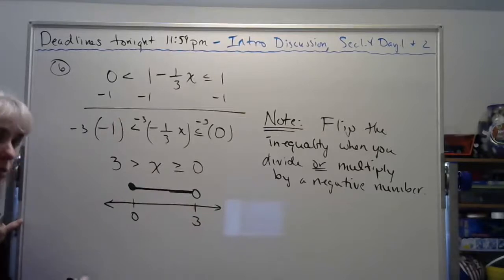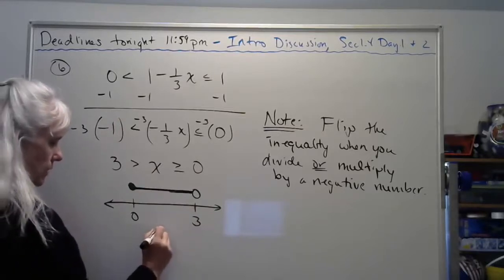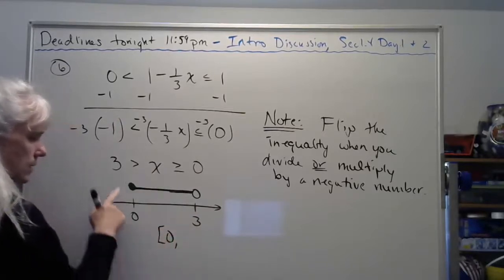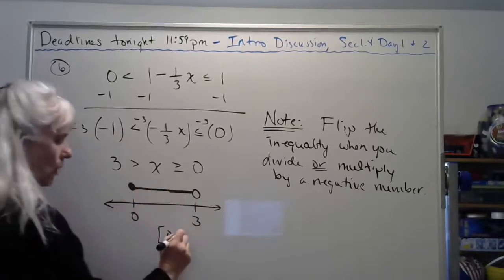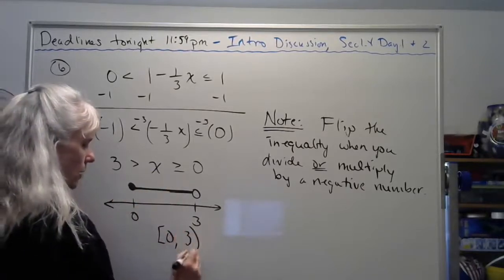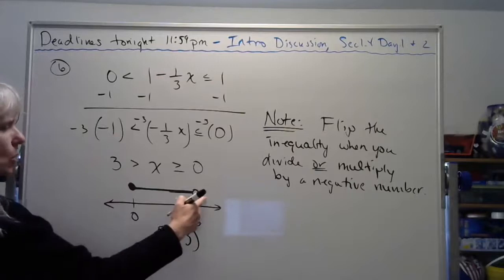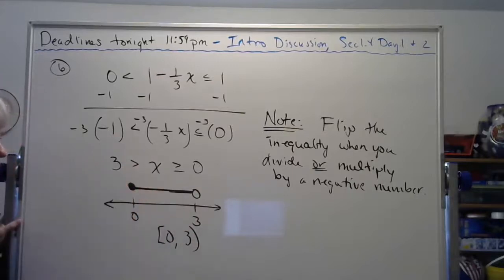In terms of interval notation, we're going to start off with the 0, with the bracket, that's the closed circle, and the equal to. We're going to head off towards 3. We're going to close that off with a parenthesis, and that's the open circle and the inequality statement. So there's another example of a compound inequality.